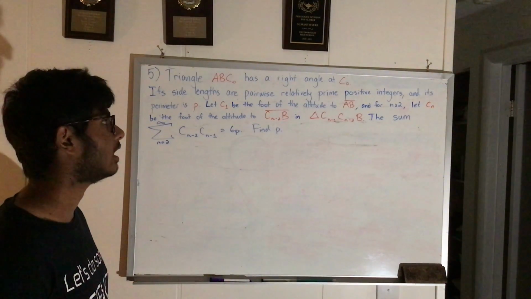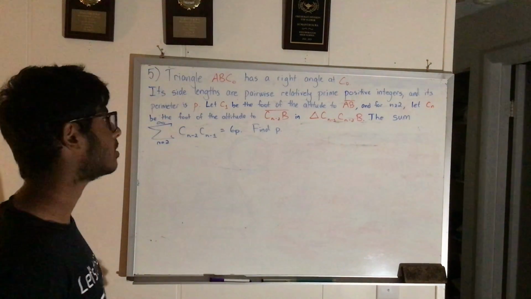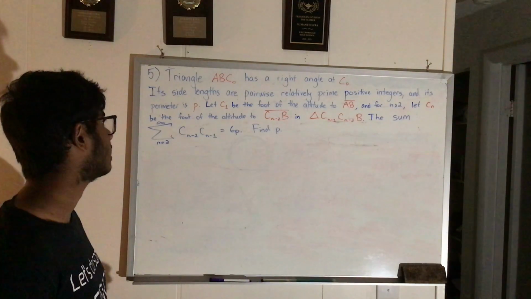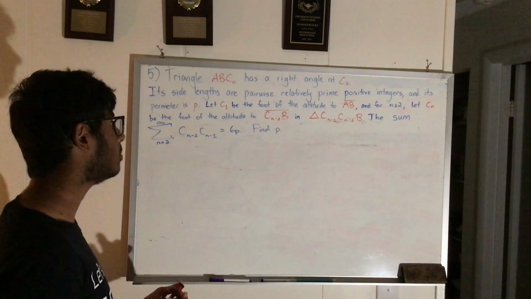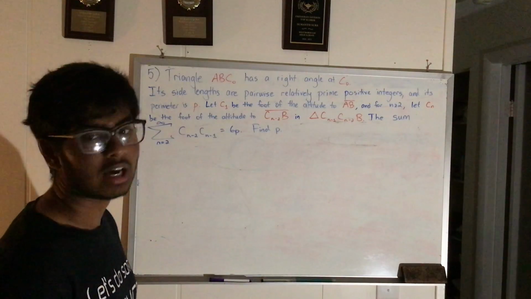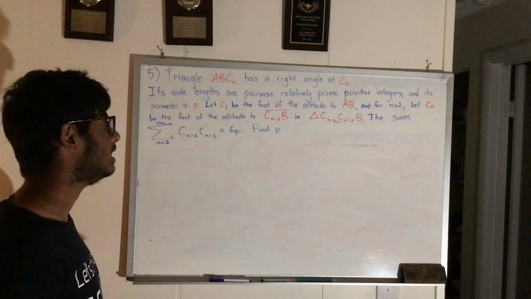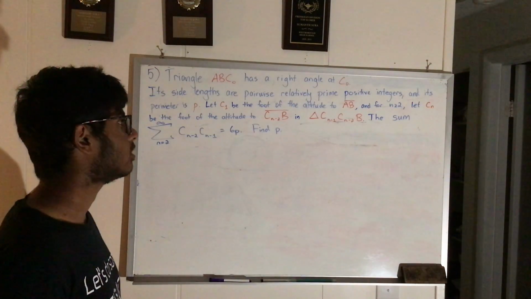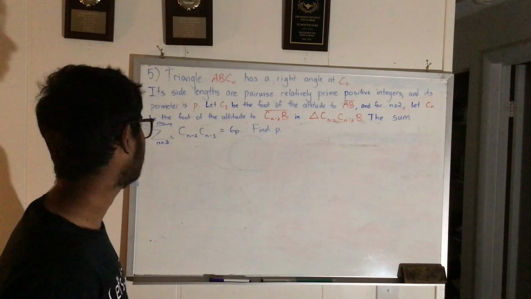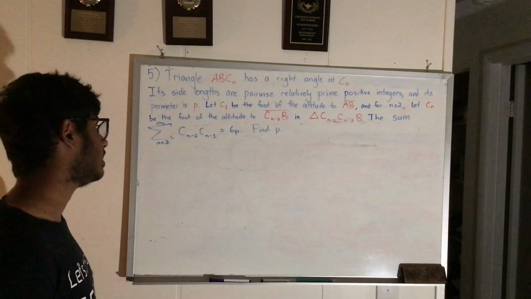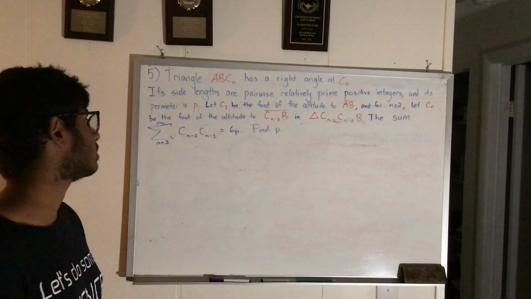Triangle ABC0 has a right angle at C0. Its side lengths are pairwise relatively prime positive integers, and its perimeter is P. Let C1 be the foot of the altitude to AB, and for n greater than or equal to 2, let Cn be the foot of the altitude to Cn-2B in triangle Cn-1 Cn-2 B. The sum from n equals 2 to infinity of Cn-2 Cn-1 equals 6P.